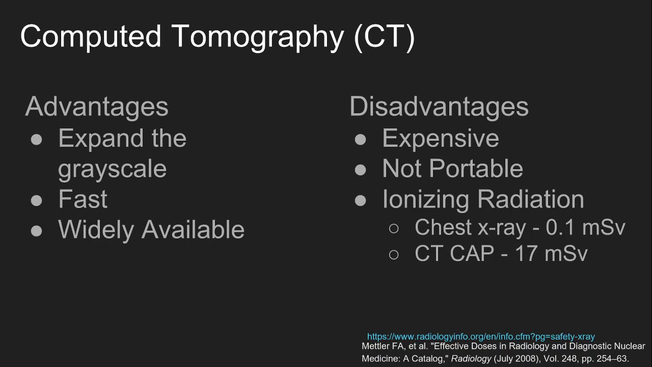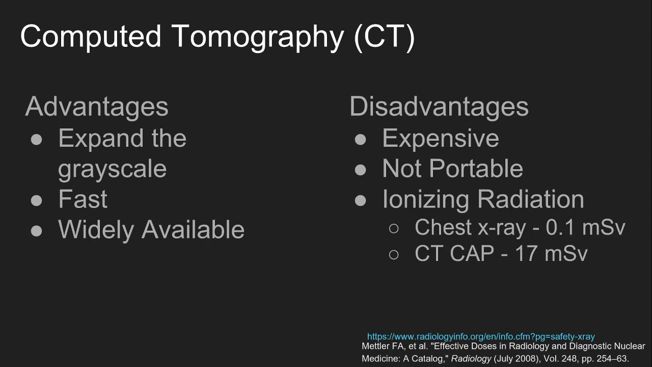Some disadvantages of CT are that it is expensive to both the patient and to the hospital. The machines are not portable, unlike X-ray machines. Additionally, the exposure to ionizing radiation is much greater than an X-ray of the same body segment. Whole body radiation dose, or effective dose, is measured with the scientific unit, the millisievert, or mSv.